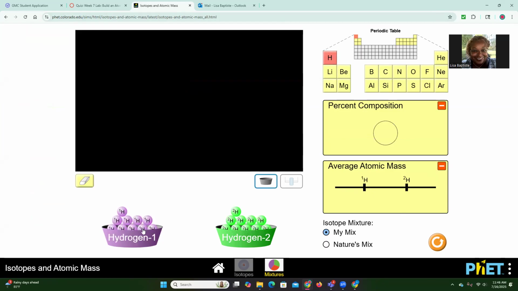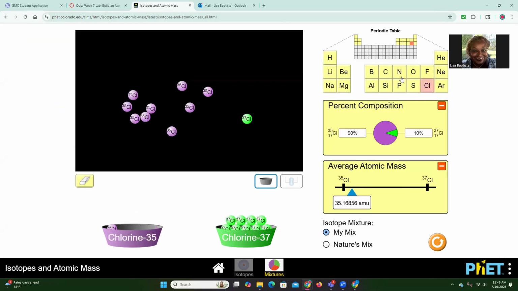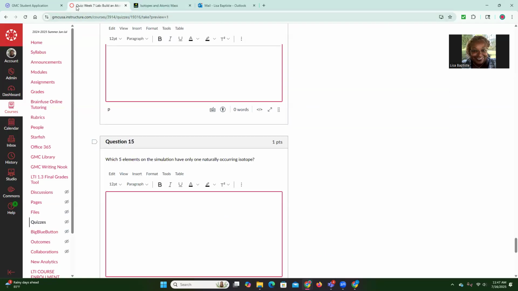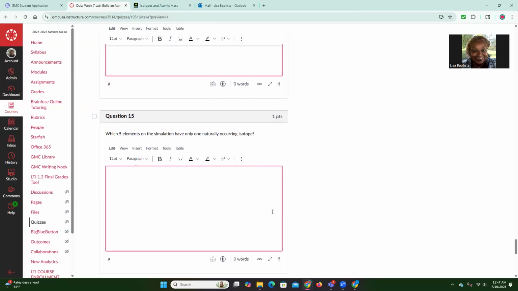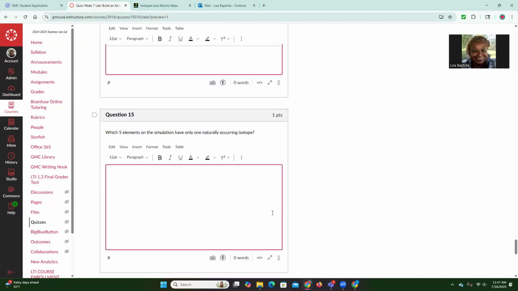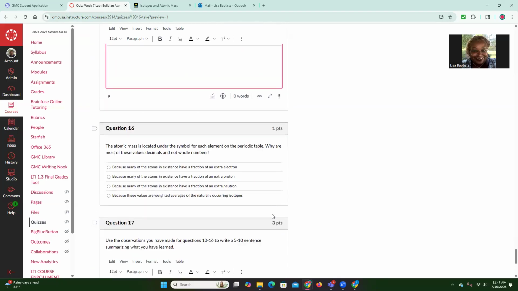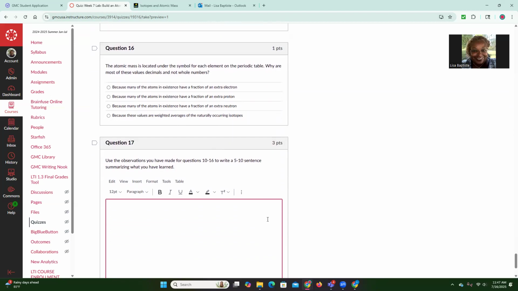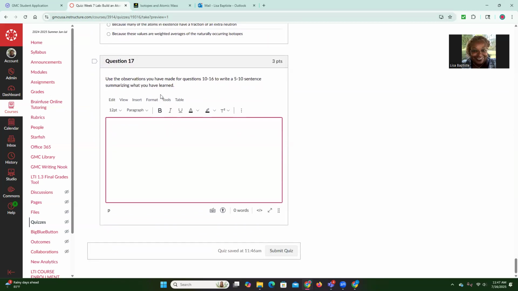If we look at hydrogen, it has two, so that's not true. We already looked at chlorine, so we know it's not chlorine. We know it's not carbon. So you're going to click through to see which five elements only have one isotope. Then number 16, you'll answer the question there. 17 is where you do your summary of what you learned from questions 10 through 16.